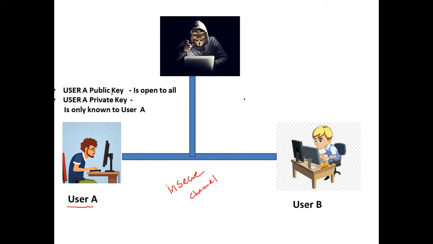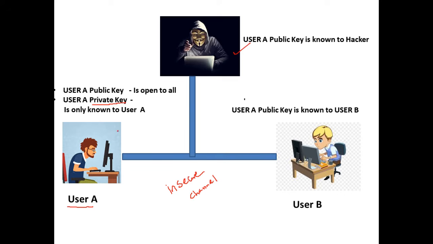One is the public key. This public key is open to all. Anyone can know the public key of a user. So that's why I've pasted it here. This hacker knows the public key of user A, and this user also knows the public key of user A. A public key is open to all, known to all. Whereas the private key, the other key this user has, is very private to user A. Only user A knows this private key.